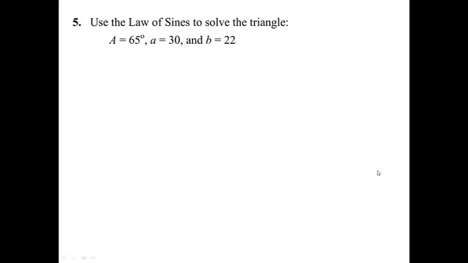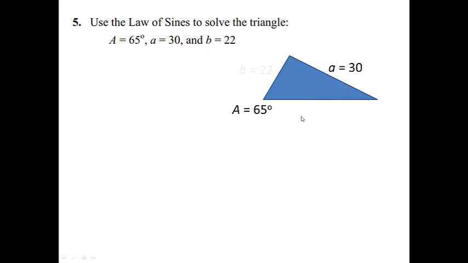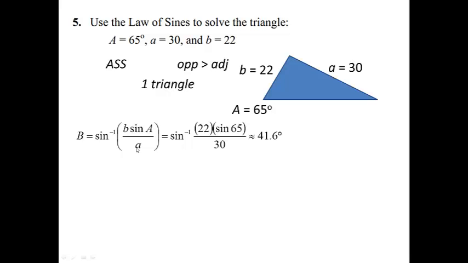Okay, number 5, law of sines. One more time, we have angle 65, side 30 and 22. So the opposite is longer than the adjacent, so we have one triangle going on. Okay, so we just solve this with the law of sines.